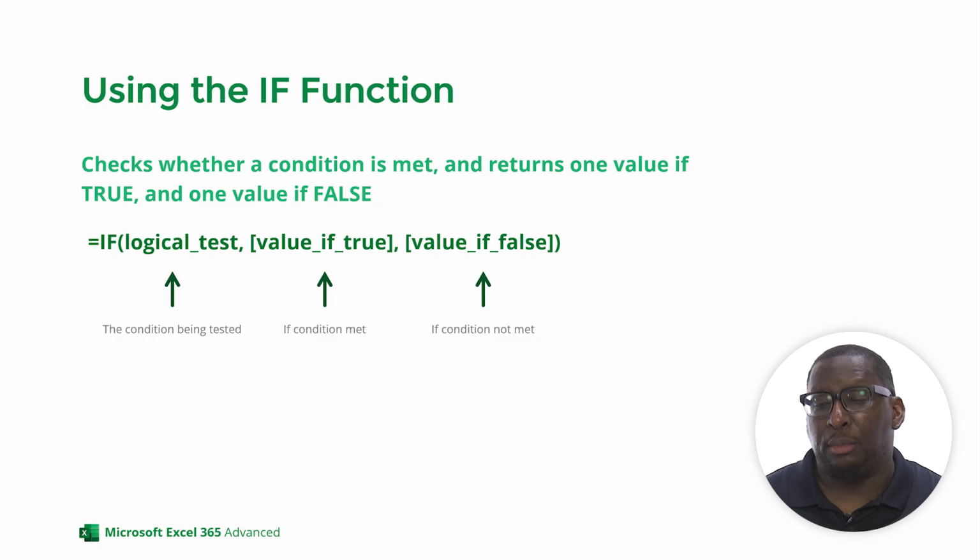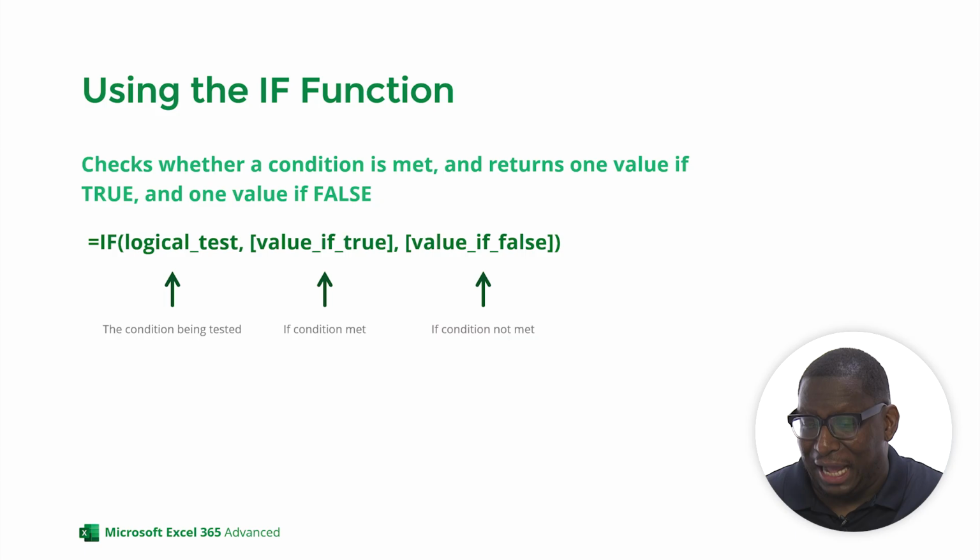If we look at the arguments of the IF function, we have the logical test. This is where we tell it the condition to test. We have the value of true. This is where we get to tell it what to do if the condition is met. And value of false is where we tell it what to do if the condition is not met. Now, if we don't put anything for the value of true or value of false, it will simply return a true or a false in those places.